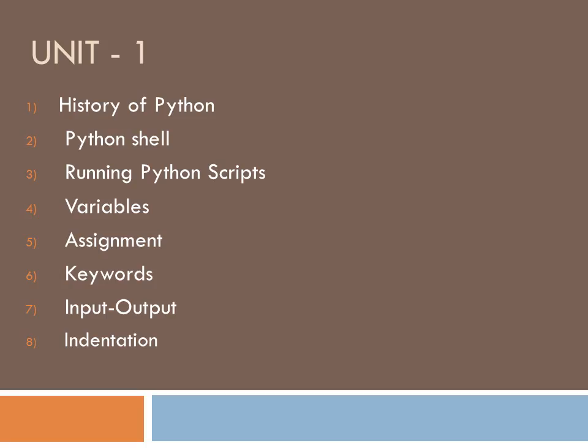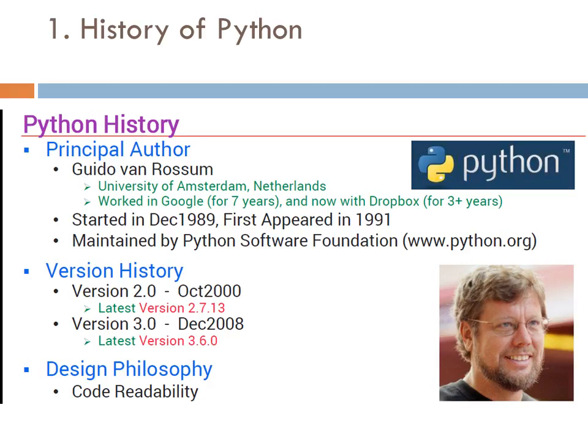So these are the contents that I am going to discuss about Python programming. First one, the history of Python. The Python programming language was invented by Guido van Rossum in the year 1989. This person manages the total version of Python programming. There are two series of Python versions, 2 and 3. The latest version of the 2 series is 2.7 and the latest version of the 3 series is 3.6.